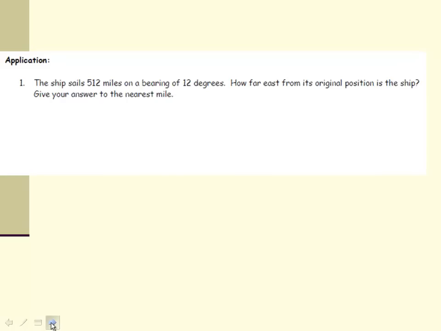Okay, we've got one last problem here. It says a ship sails 512 miles at a bearing of 12 degrees. A bearing of 12 degrees means if I start at a point, instead of going straight up, I go at an angle of 12 degrees. And it says, how far from its original position is the ship?